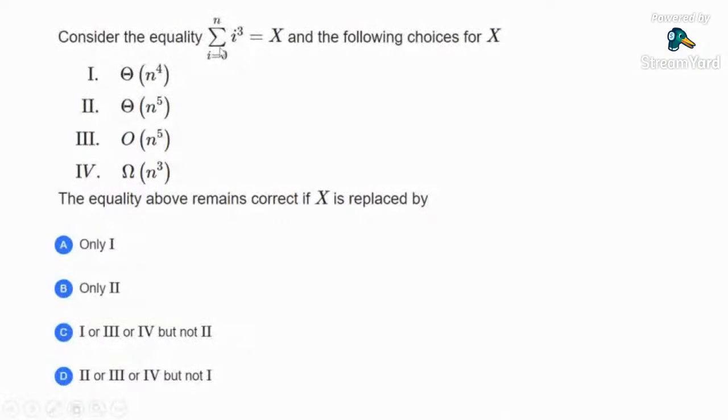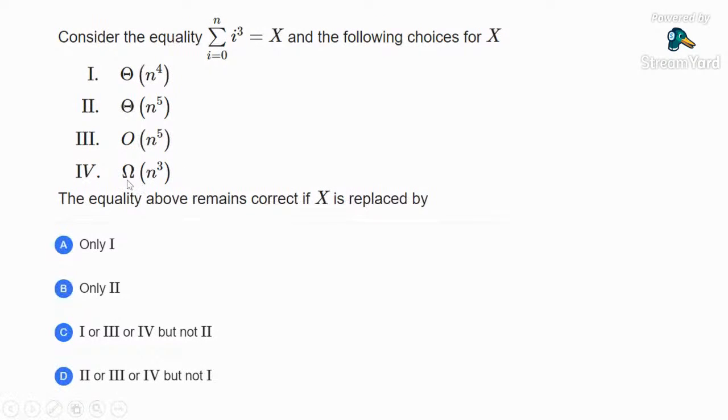Can we say omega of n to the power 4? Yes, absolutely. We can say omega of n to the power 3. Yes, we can also say that, because omega is used for providing the lower bound. We can also say omega of n square. We can also say omega of 1. That all would be correct.